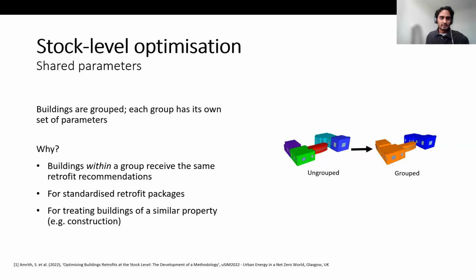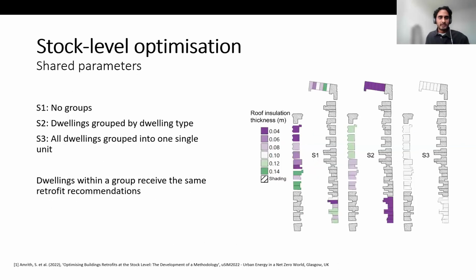So if we look at how this affects the results, here we have 3 different scenarios. This is a map of buildings 3 times. So these are the same area of buildings, but in 3 different scenarios. In scenario 1, there are no groups. In scenario 2, we've grouped by dwelling type. And in scenario 3, we've grouped everything, meaning that all dwellings are in one single unit.